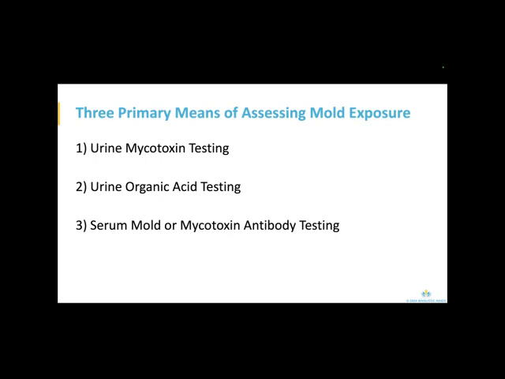So how can we assess it? We've got basically 3 different ways. You've got urine mycotoxins, and that's basically someone pees and you check their urine via different technologies, and we'll touch on that, for the presence of these mold toxins.